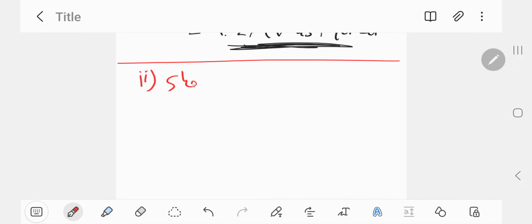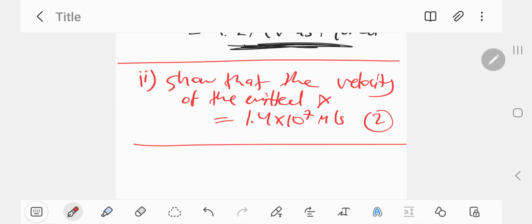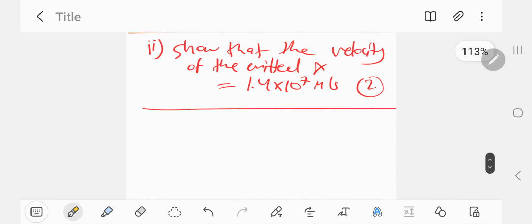2 is show that the velocity of the emitted alpha particle is equal to 1.4 times 10 to the 7 meters per second. This is 2 marks right there. Let's use yellow. Okay, it's quite straightforward.